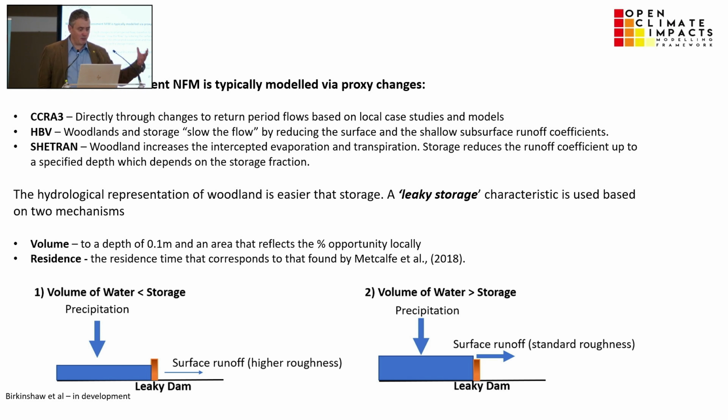So HPV does it by slowing the flow through modifying some of the conceptual parameters, and SHETRAN does it much more directly. And Steve Birkinshaw at Newcastle has been working on how you do it. Woodlands are relatively straightforward, but storage is more complicated, and storage is key for natural flood management, whether you can implement it, but it's much more difficult to represent. But we've got this idea of a leaky storage. So we incorporate a leaky storage where we see a storage opportunity that has a volume of storage and has a residence time within that storage.